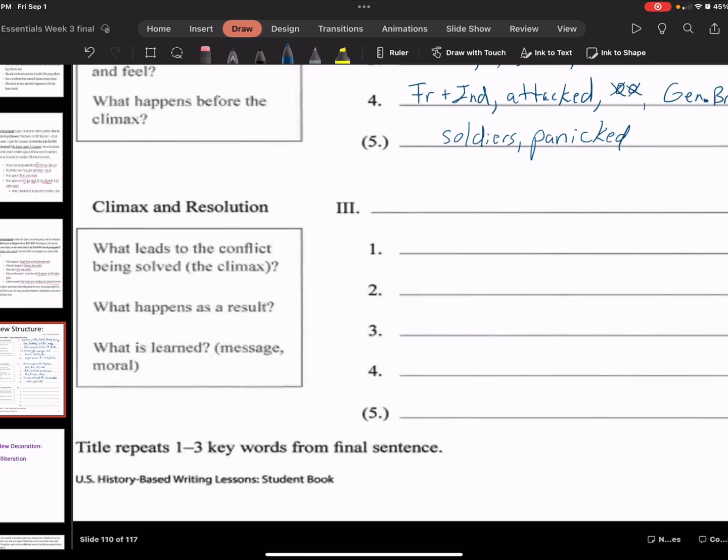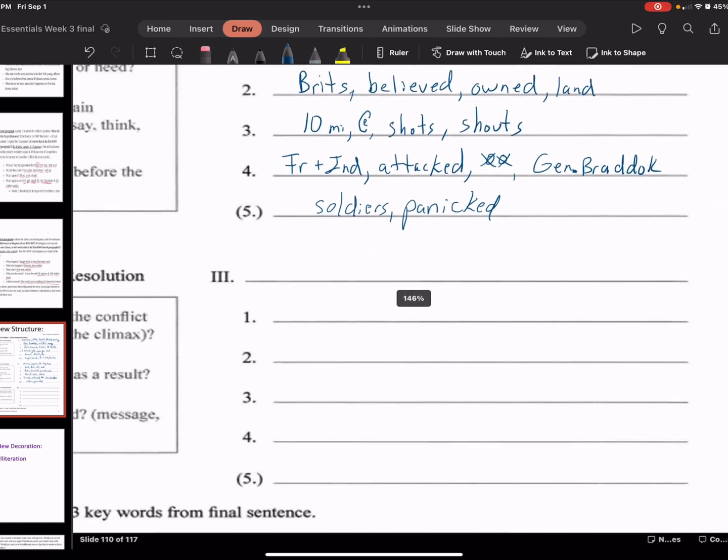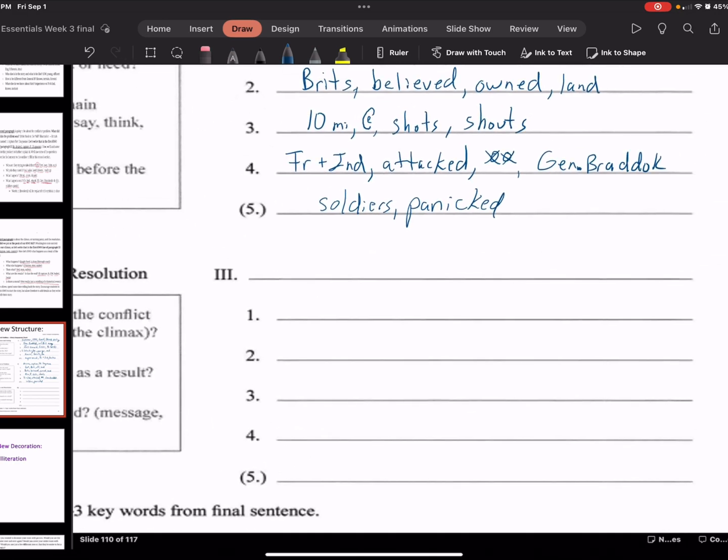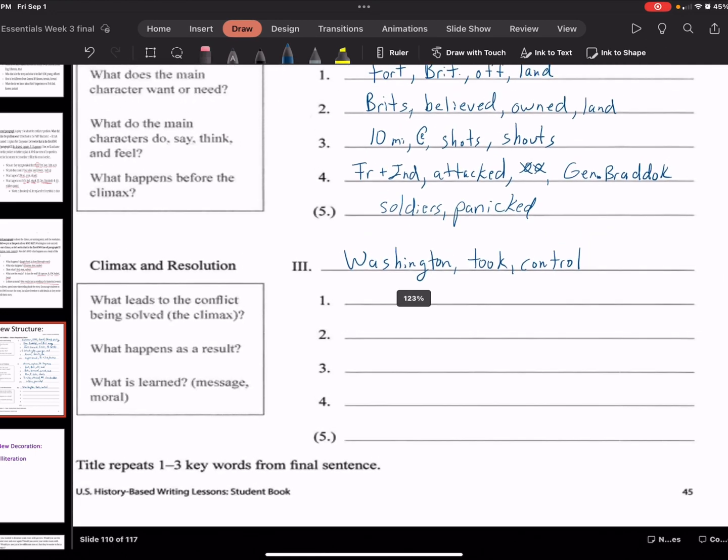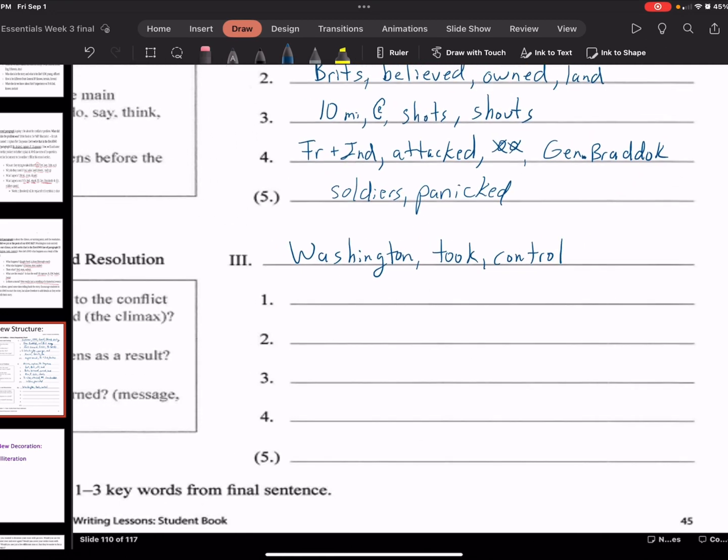Okay, so now we're at the climax and resolution. What did we decide was at the tip top of that hill? The tip top of that hill was that Washington took control. And that is the next big thing that's mentioned. Washington took control. What do we know about big exciting things that were happening while that climax was going on? He did take control of the battle, but there were things going on while he was taking control.